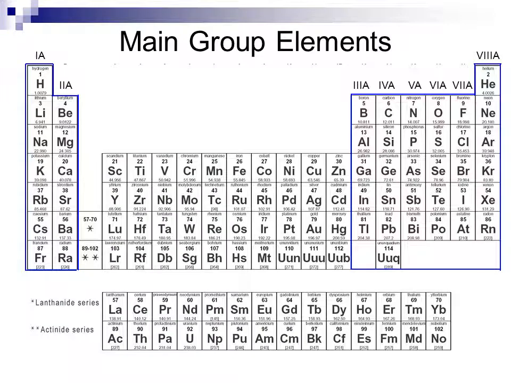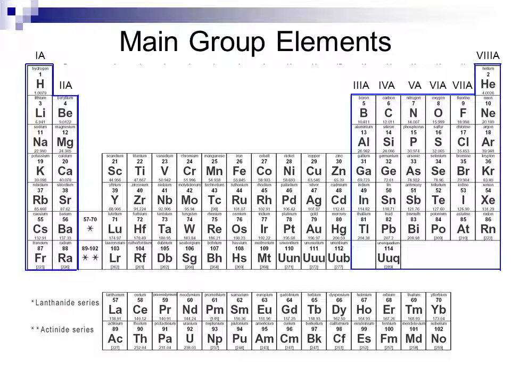If I look at the periodic table, we have main group elements that are in the blue boxes. Your 1A elements and 2A elements are on the far left. Your groups 3A through 8A are on the far right. So we find the first column is our alkali metals. The second column is our alkaline earth metals. The second to last column is the halogens, and the last column is the noble gases.